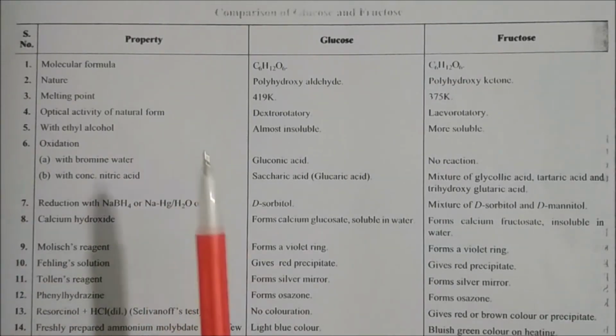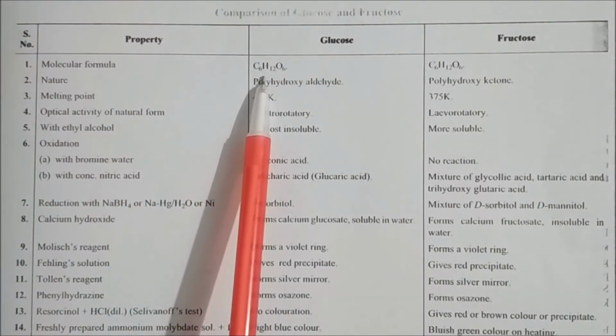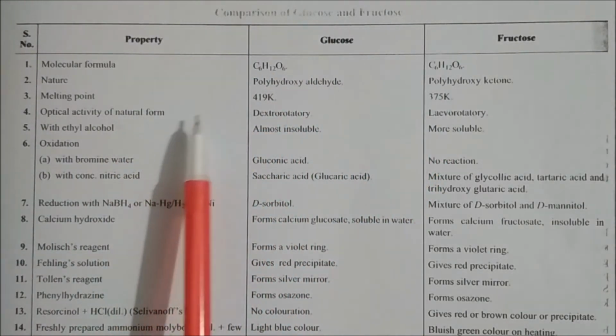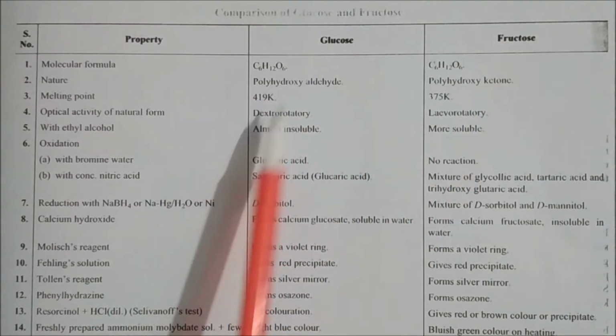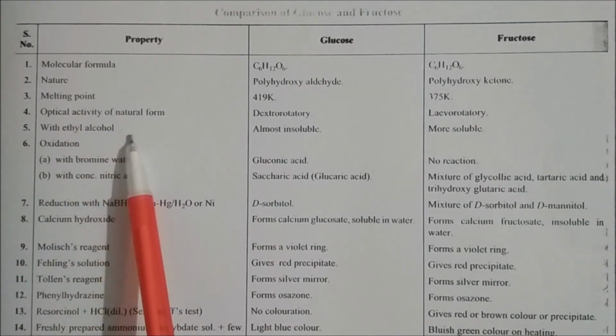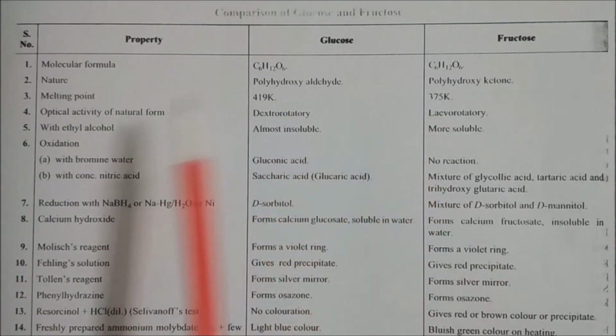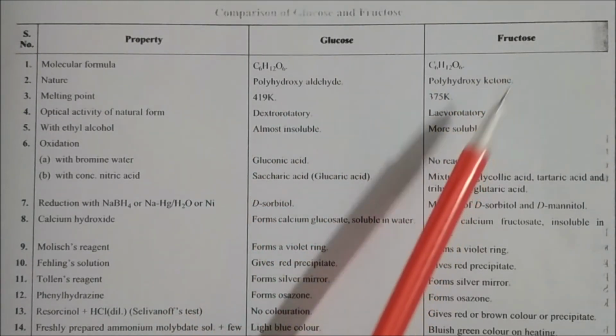Now we will see the comparison of glucose and fructose. These are the molecular properties. Both have the same formula. Nature-wise, glucose is a polyhydroxyaldehyde, while fructose is a ketone. Melting point for glucose is 419 Kelvin, and for fructose 375. Optical activity: glucose is dextro, fructose is levo. In ethanol, glucose is almost insoluble, while fructose is soluble.